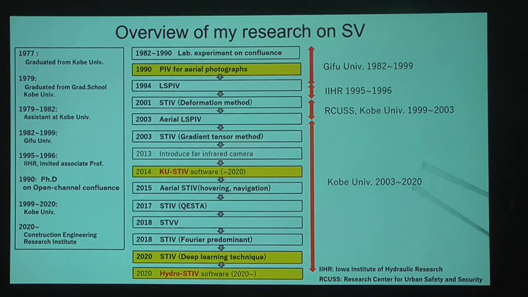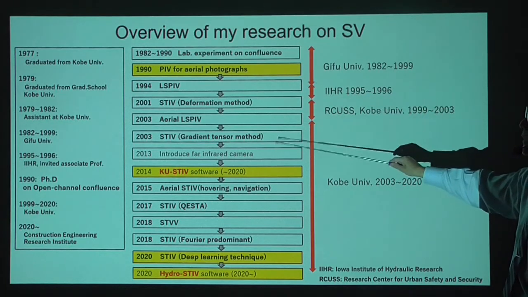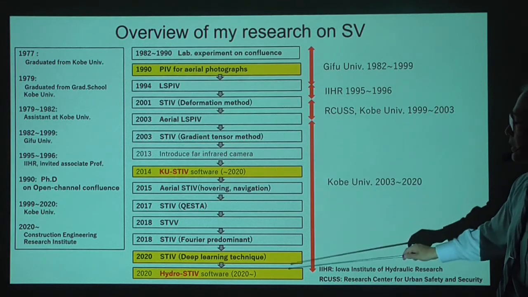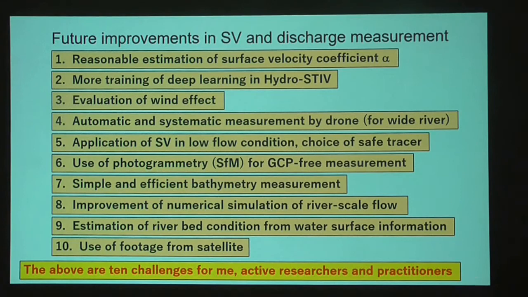So this is the overview of my research on STIV again. Starting from PIV for aerial photographs, and the KU-STIV was developed, and we have developed Hydro-STIV just recently. So I'd like to give you some future improvements in surface velocimetry. This is kind of challenging for me and for the active researchers here and the audience attending. These are listed in the abstract of the paper.